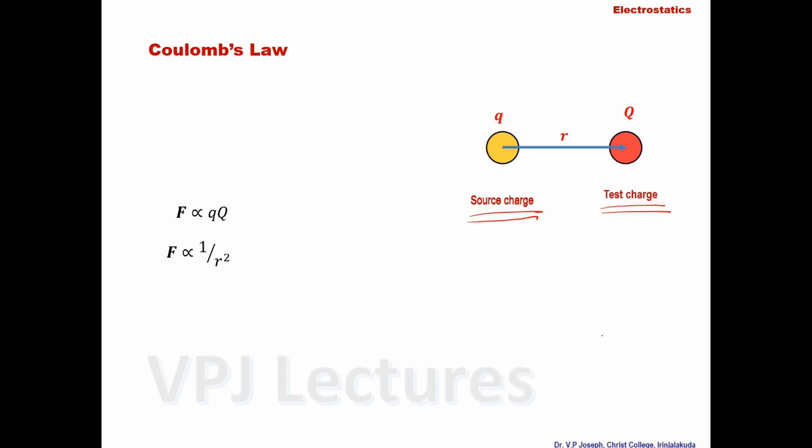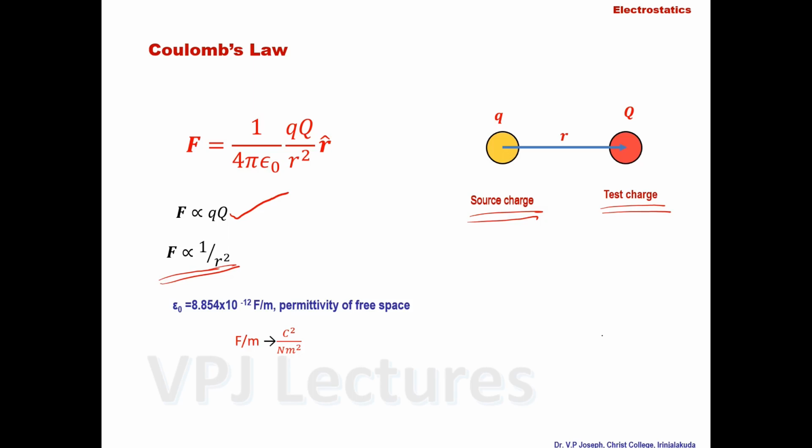By Coulomb's law, the force of interaction between these two charges is directly proportional to the product of the charges, that is F proportional to Q into q, and inversely proportional to the square of the distance between them, F proportional to 1 by r square. So the electric force is given by F is equal to 1 by 4 pi epsilon 0 into Q q by r square into unit vector r, where the proportionality constant is given by 1 by 4 pi epsilon 0.